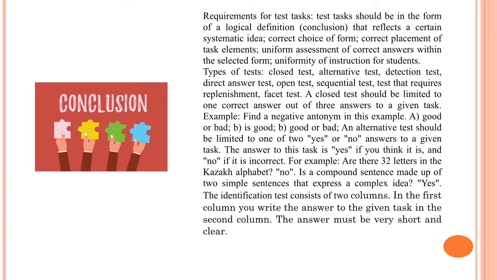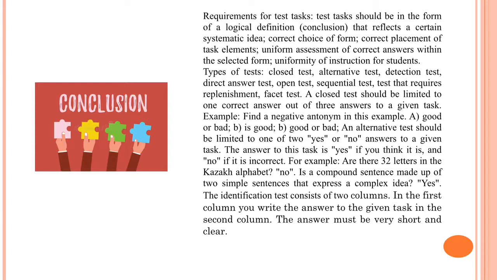Types of test: closed test, alternative test, detection test, direct answer test, open test, sequential test, test that requires replacement, face a test. A closed test should be limited to one correct answer out of three answers to a given task. Example: find a negative antonym in this example. Good or bad, is good, good or bad.